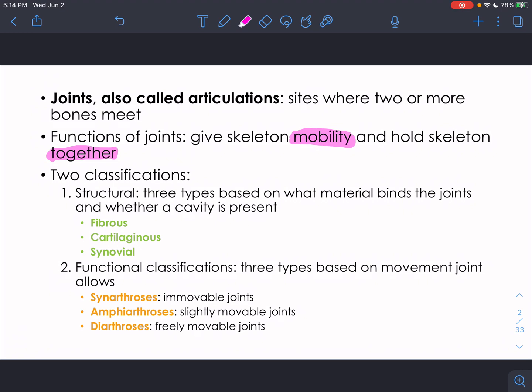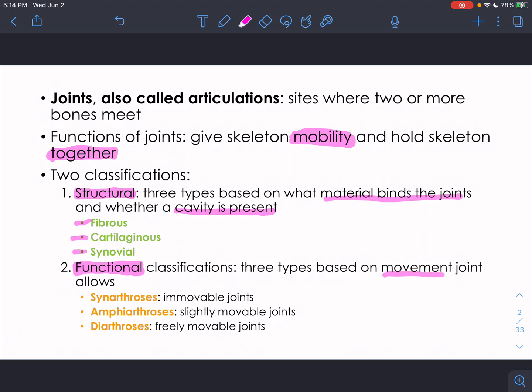And there's two different ways we classify joints. The first is a structural classification, and that is just based on what material binds the joints together and whether or not there are cavities present. So we can have fibrous joints, cartilaginous joints, and synovial joints. And there's also a functional classification. The functional classification is based on what kind of movement the joint allows.